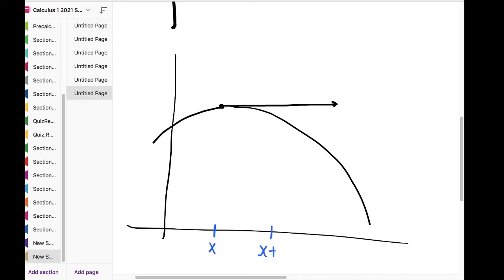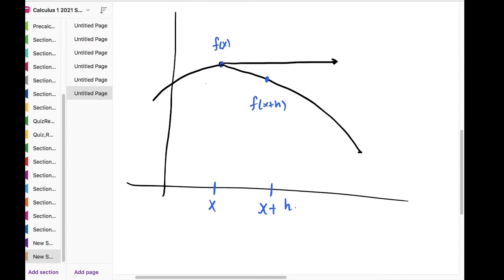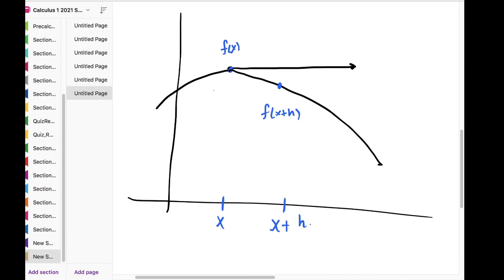Let's use h, because we've been using h before. This point here is f of x, and this point here is f of x plus h. So this is how we're going to define the approximation.